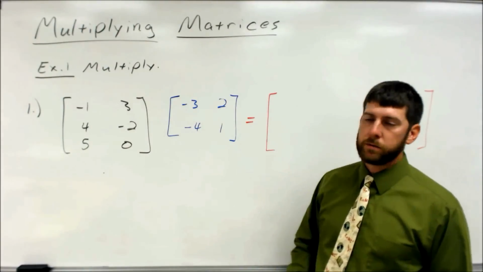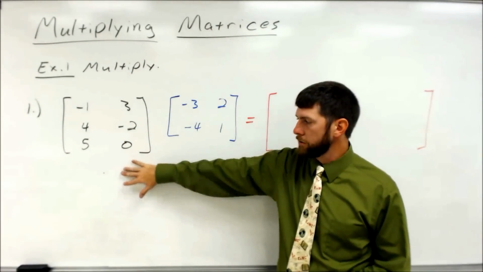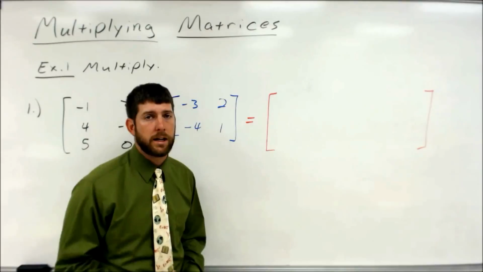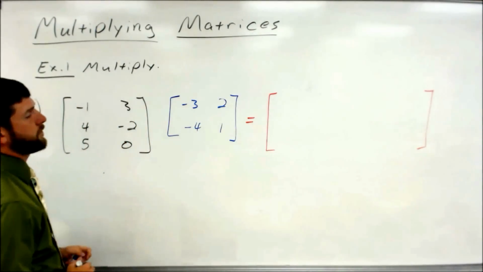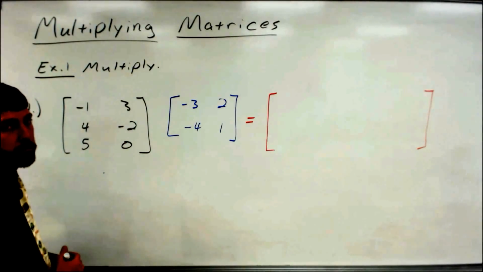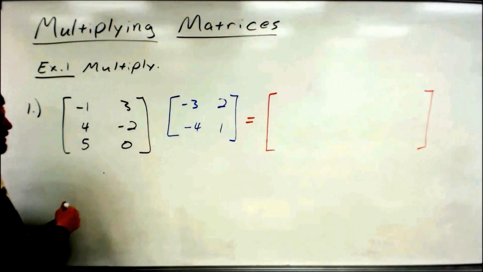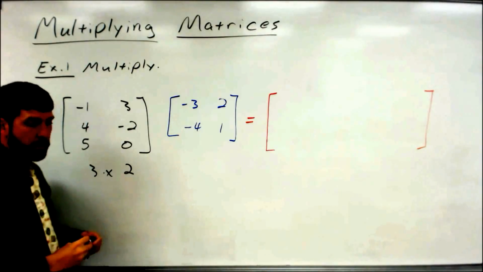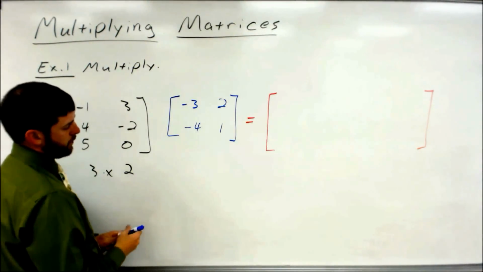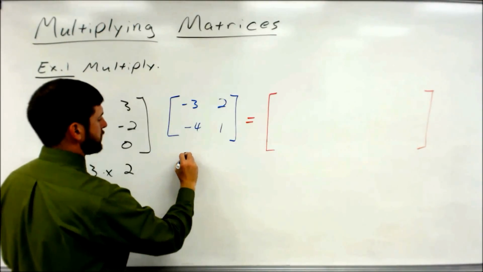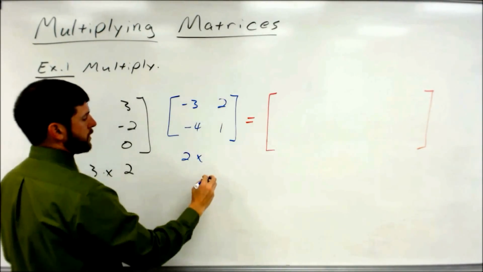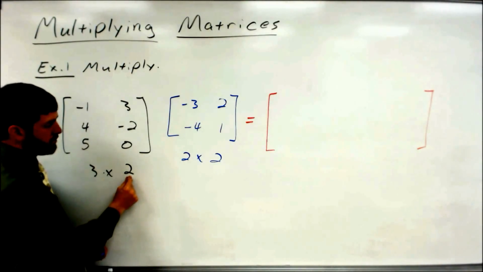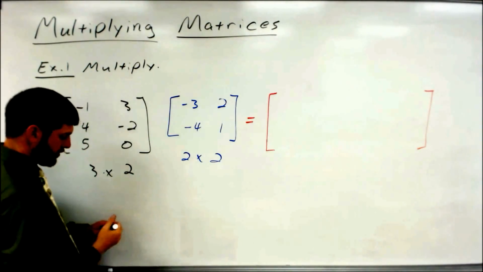So let's look at an example of multiplying matrices. You see here we've got two matrices. Let's first identify the order, the dimensions of the matrices, to see if we can even multiply these. Looking at my first matrix, what are the dimensions? How many rows do we have? 1, 2, 3 rows by 1, 2 columns. Second matrix, how many rows do we have? 1, 2 rows by 1, 2 columns. So we can see that the number of columns from the first matrix is the same as the number of rows for the second matrix.